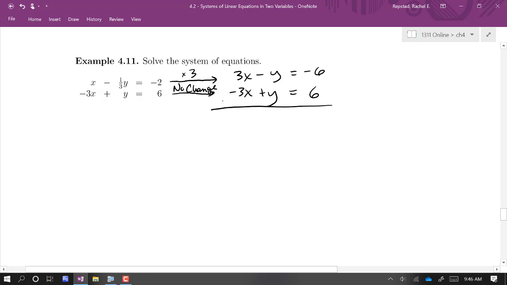Now let's add these together. You'll see the same thing is happening on the left side. 3x minus 3x, those zero out. -y plus y, those zero out. We get a 0 on the left side. On the other side, though, notice now I've got -6 plus 6. That's 0. 0 is equal to 0. This equation is always true. And that means that there are infinitely many solutions. In fact, if we graphed these two lines, they would be the same line, one just on top of the other.